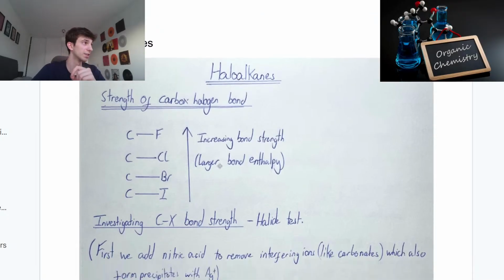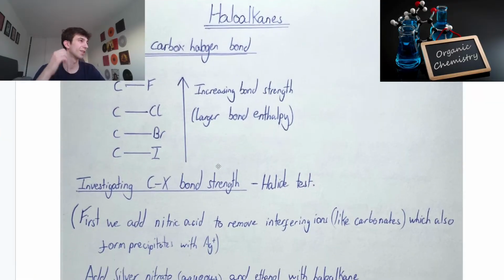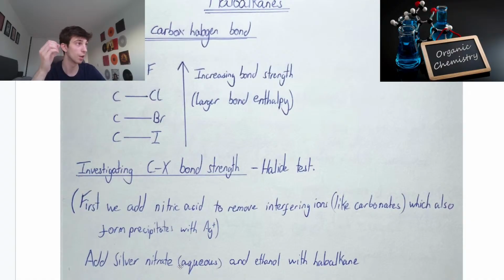So to investigate our carbon-halogen bond strength, here's what we're going to do, guys. First, similar to paper one, add nitric acid to remove any interfering ions, for example a carbonate, which also precipitates with silver. That's a very key step, as you know your order of tests. Then we will add silver nitrate, because as we know the colors of the precipitates of silver chloride, silver bromide, and silver iodide are white, cream, yellow.